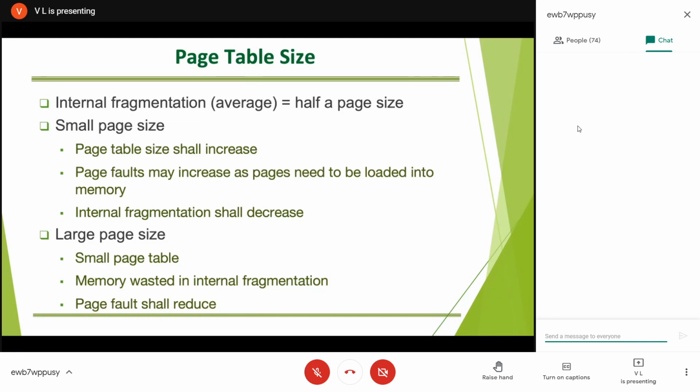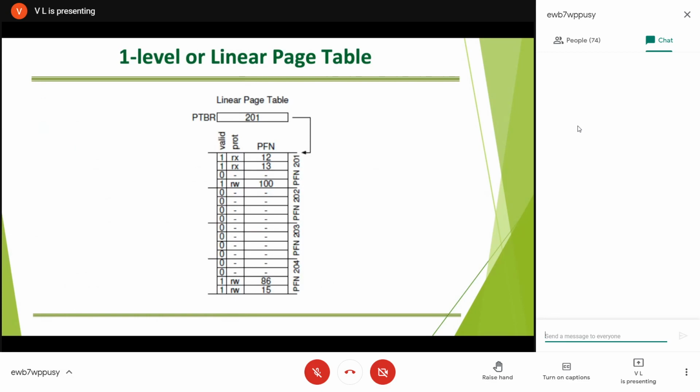Now the number of entries in the page table will depend upon your virtual address space: how many virtual pages are there in your process? For every virtual page number, you have to keep one entry, which holds the physical frame number plus the other bits kept for other purposes. Is that okay? The virtual page number will act like an index into the page table. This is what we discussed in the last class.